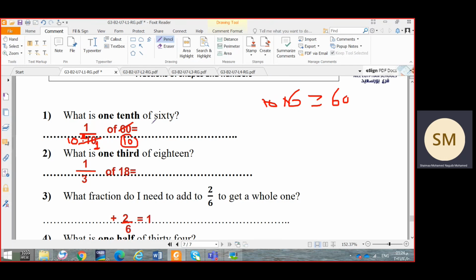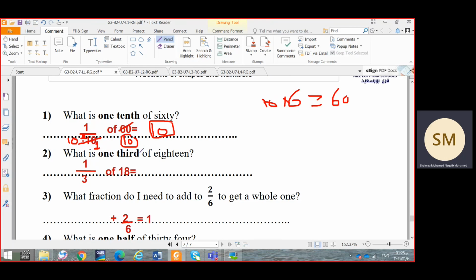So I will put it like this. So 1/10 of 60, this is a part. This is how many parts? 10 of 60. So it will be 10. Okay, let's move to another kind of questions.